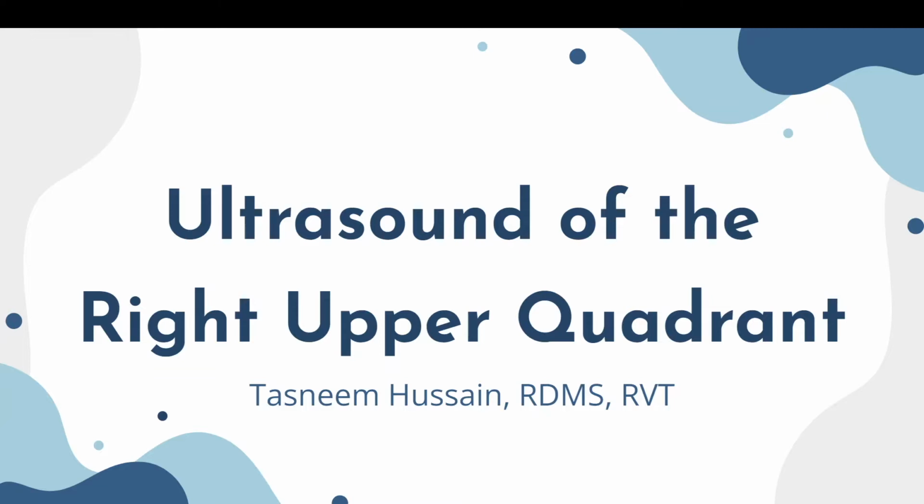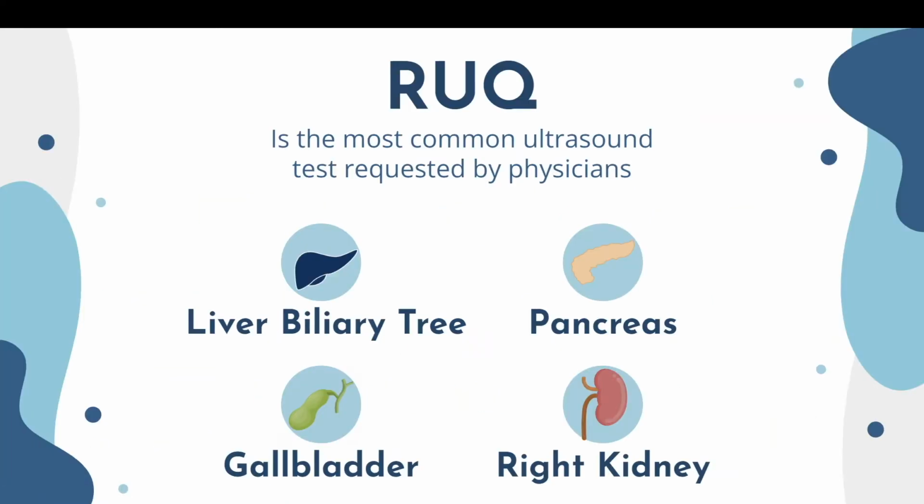Okay, so that makes my topic much easier, because if you've held an ultrasound probe before, you know the orientation, you know the general layout of the body. We can slide. So ultrasound of the right upper quadrant is the most common test ordered that we get in our ultrasound department. The organs that we scan are the liver, gallbladder, pancreas, and the right kidney.